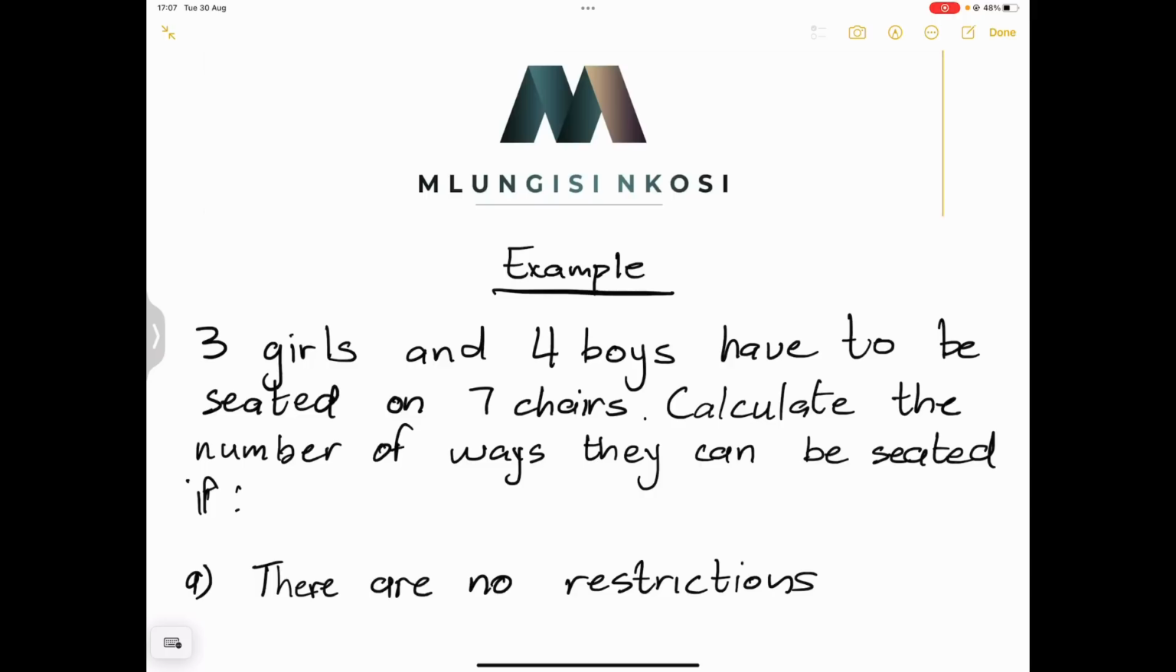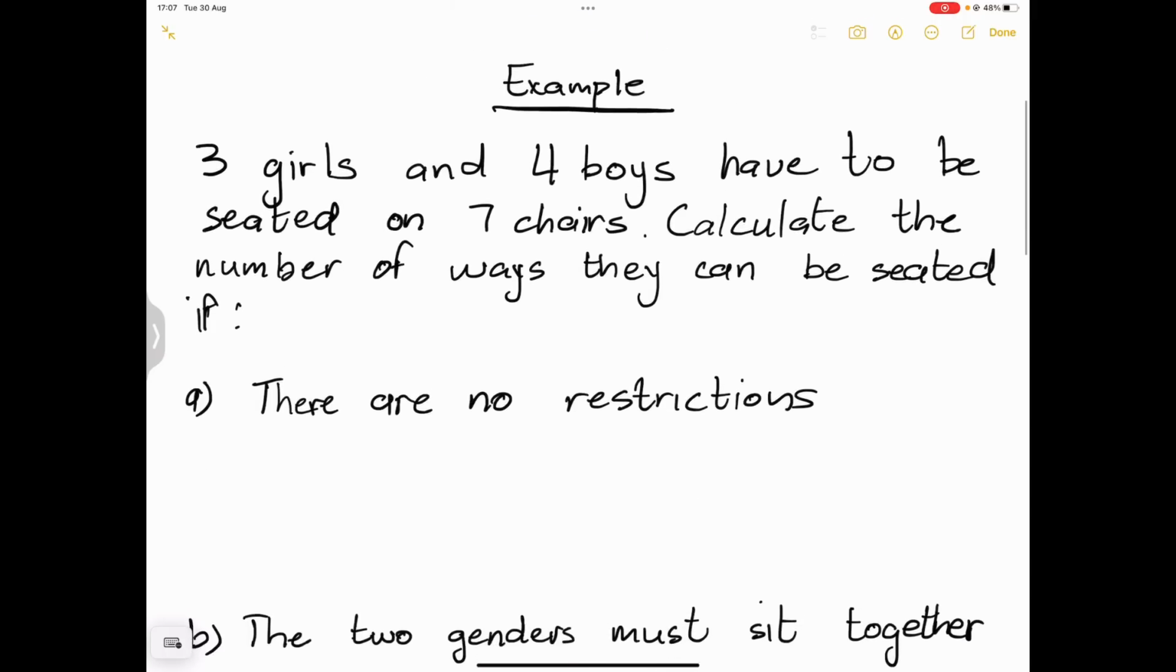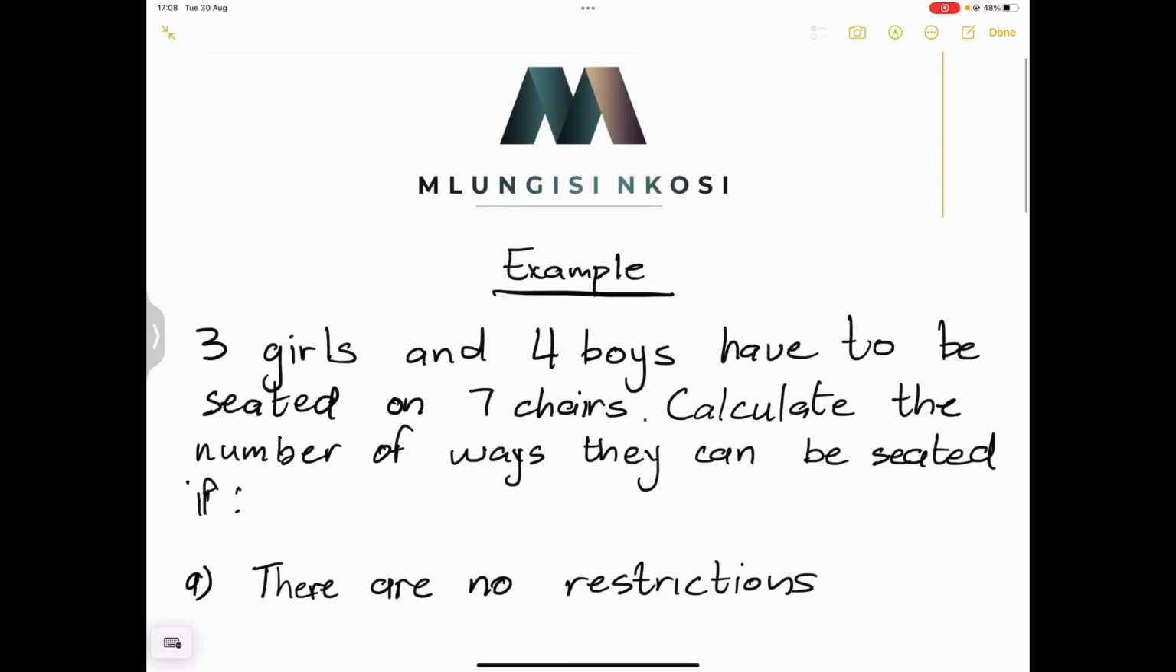Now let's look at our first example, and obviously we're going to try and transition from that, and then in our next video we're going to be talking about a different set of examples. So they say 3 girls and 4 boys have to be seated on 7 chairs.